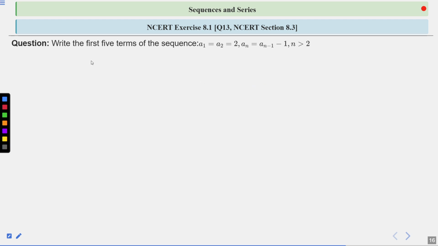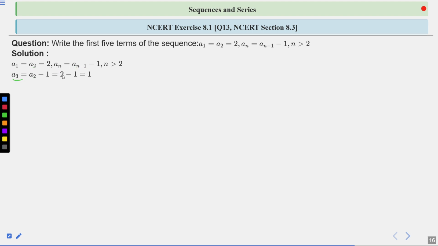This question. Here, write the first 5 terms of the sequence. A1 and A2, the first 2 terms, are already given to us as 2. And we have the recursive relation An is equal to An minus 1 minus 1 in order to get the other terms 3, 4, 5 and so on. Solution. A1, A2 are already given to us as 2. Using this recursive relation, we can find the remaining 3 terms.